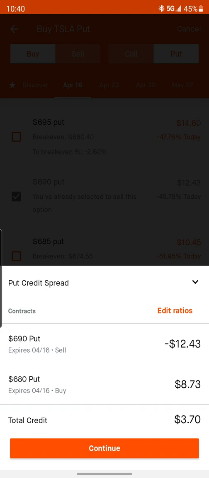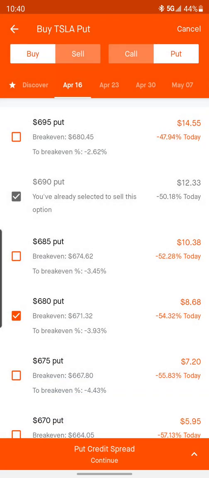So this would be putting $1,000 collateral up, but we gain $360, $370. And if Tesla stays the same, then we gain that in a matter of 4 or 5 days, which sounds fantastic. The downside of this, if Tesla moves against us and it goes down, we're going to lose all of our intrinsic and extrinsic value.